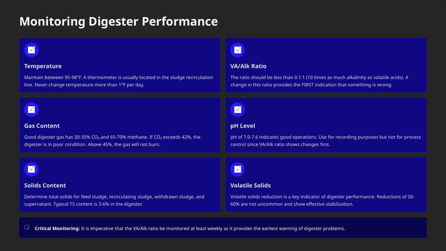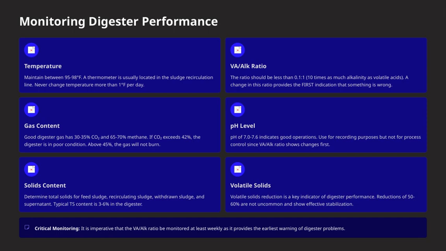Now let's discuss solids content. It's important to determine the total solids for feed sludge, recirculating sludge, withdrawn sludge, and supernatant. Typically, the total solids in the digester should be around 3 to 6%. Finally, volatile solids reduction is a very effective indicator of how well the digester is performing. Reductions of 50 to 60% are common and point to effective stabilization of the sludge.